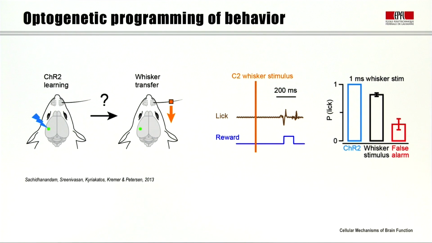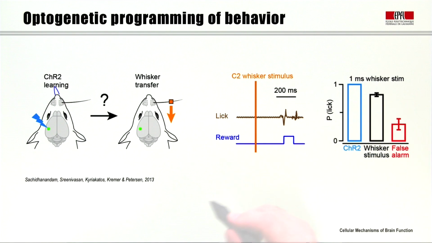We can also examine the learning in the opposite direction. We can train animals first in the optogenetic detection task, where we now deliver 5 millisecond blue light flashes to stimulate excitatory neurons in S1 cortex. The animal learns to lick in response to the S1 stimulation. And after the animal's learned that, we then give the very first whisker stimuli. And we then ask, does the animal now interpret that stimulus in the same way and transform that into a goal-directed licking motor output?